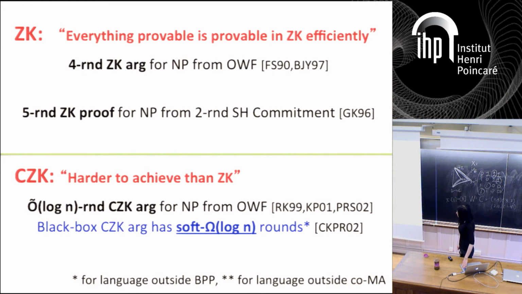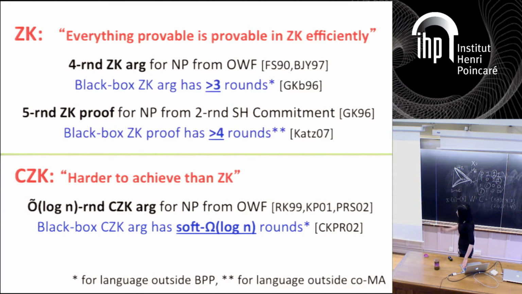And in fact, this lower bound is not just only for concurrent zero knowledge. Similar lower bound exists for even standalone zero knowledge. In the case of black box simulation, zero knowledge argument needs to have more than 3 rounds. Zero knowledge proof needs to have more than 4 rounds. Unless the language you're proving is something very simple, either inside the BPP or inside the co-MA. Right? So ignore it, just think about for general NP, that you cannot go beyond the 3 round or 4 round.